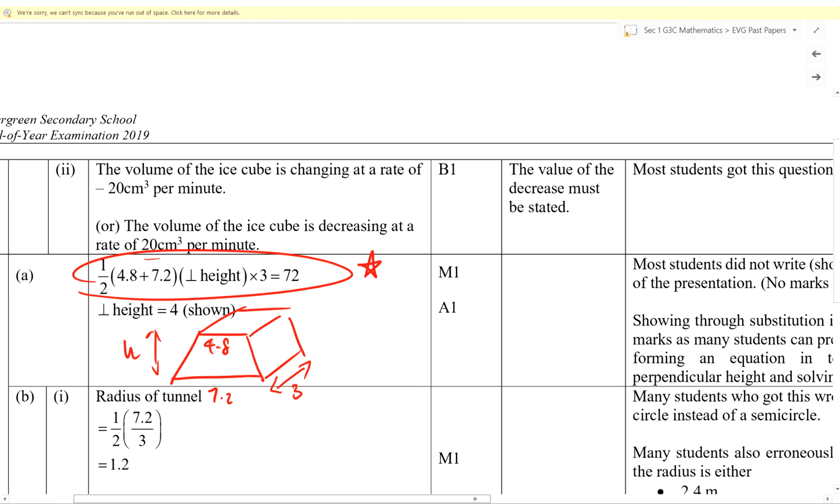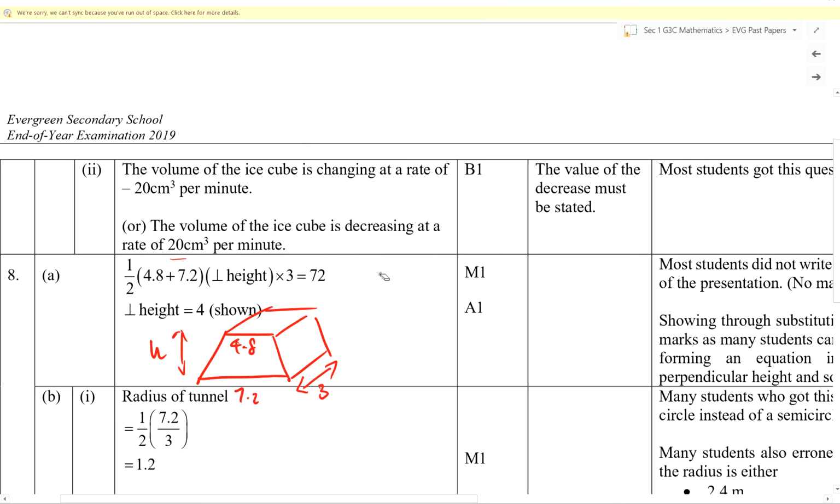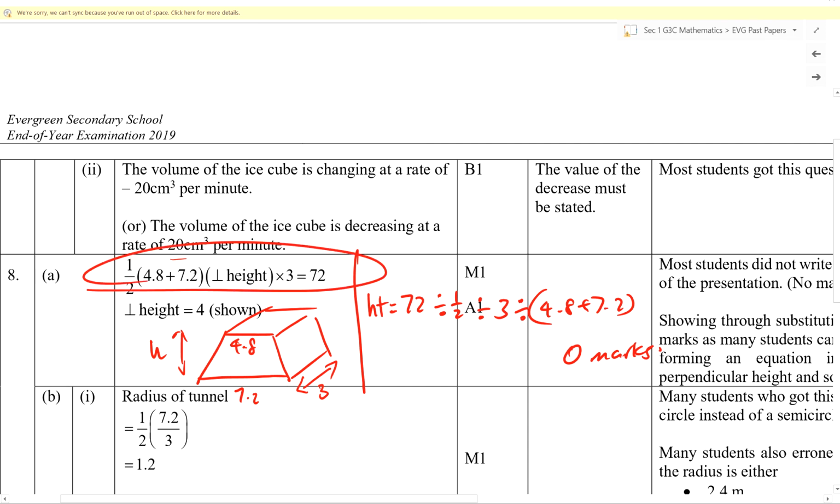So if you don't do it this way, and you give me something really complicated, that means your working looks like this. Height equals to 72 divided by half, divide by 3, divide by 4.8 plus 7.2, I will give you 0 marks because I do not understand what you are doing. You need to show me this.